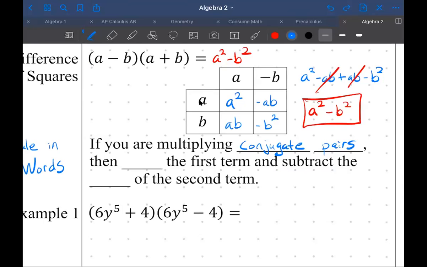So come down here. I think it might have just cut out again. No, you guys can hear me? Okay. Then we square the first term, then we're going to subtract the square of the second term.